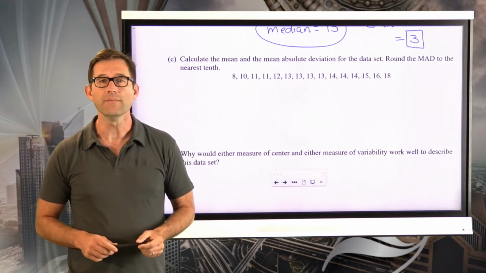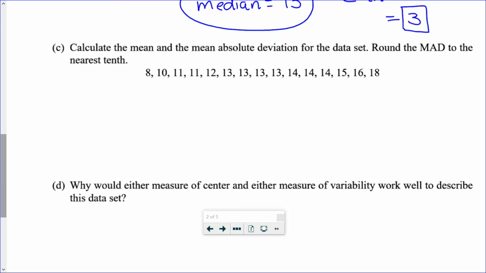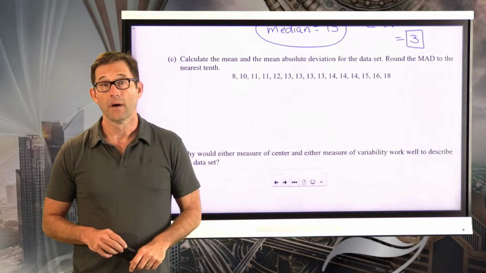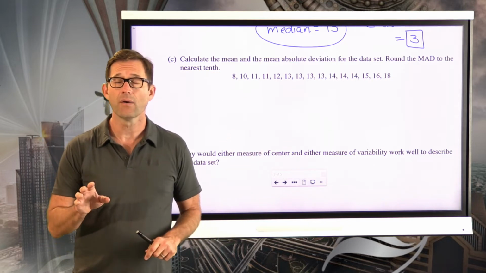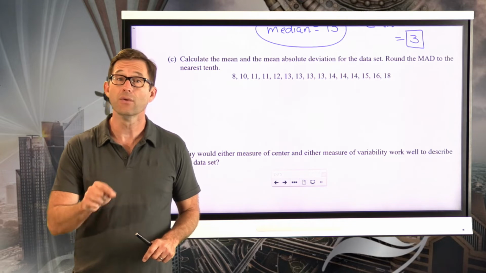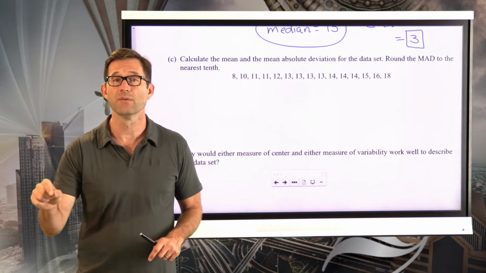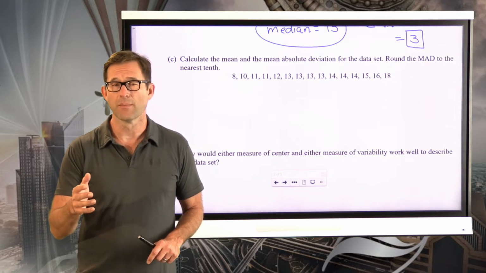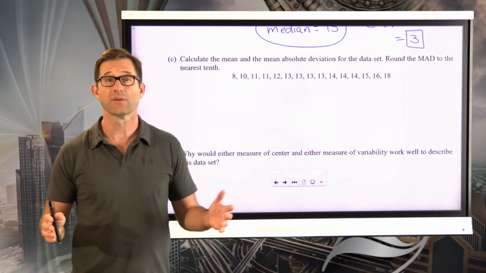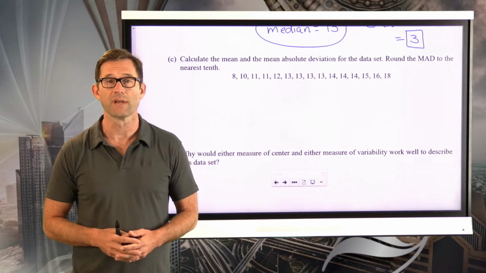So in letter C, it asks us to calculate the mean and the mean absolute deviation for the data set. Round the MAD to the nearest tenth. All right, okay, so this is a fairly large data set. Pause now, figure out what your mean is, and then use your mean to find your mean absolute deviation. The mean should come out rather nicely, but the MAD is going to be something that you'll need to round. So take some time, this will take you a few minutes to do, and then let's revisit it.